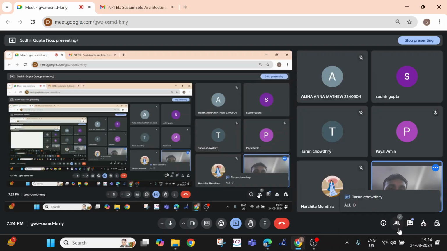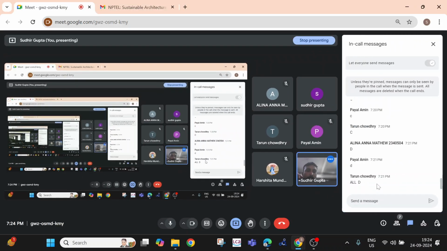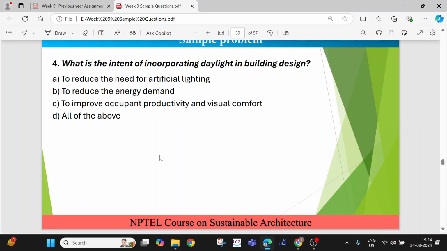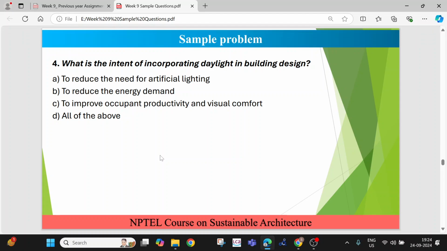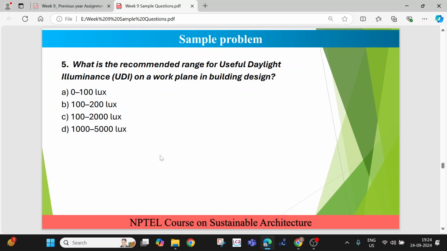Let me see. D, D, D. So D is the right answer for this one. Whenever you incorporate daylight in the building design, you will be focusing on all these primary objectives: to reduce the need for artificial lighting, to reduce the energy demand, and to improve the occupants' productivity and visual comfort. So option D, all of you have chosen it correctly. Let's move to the next question.